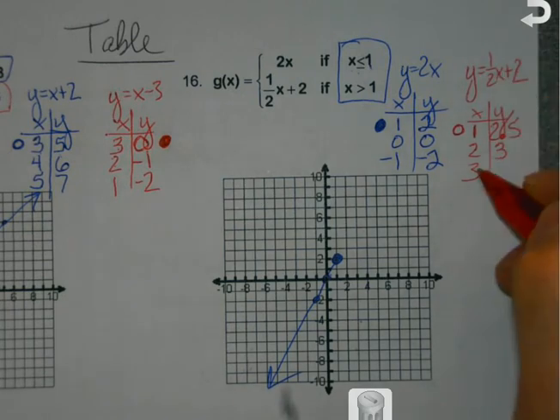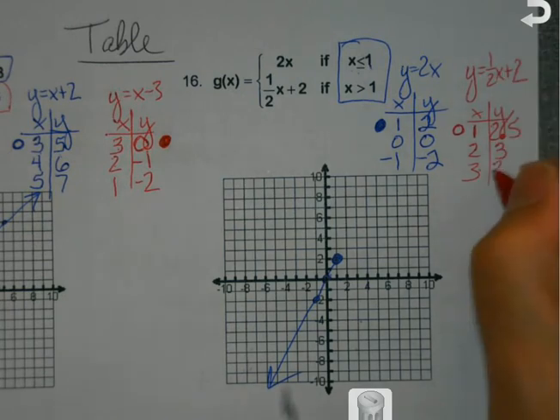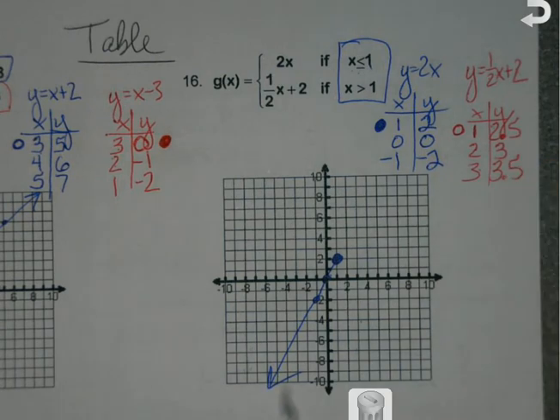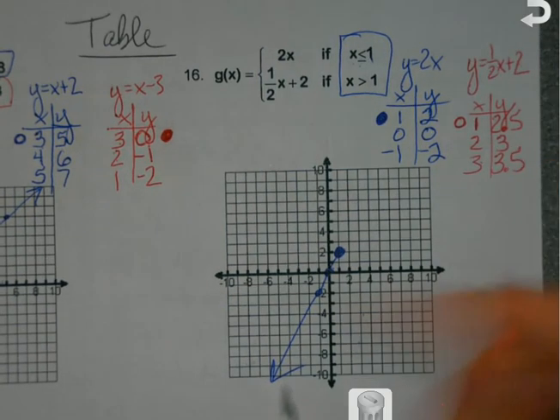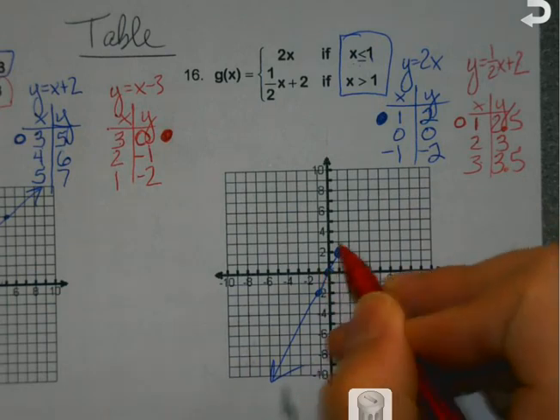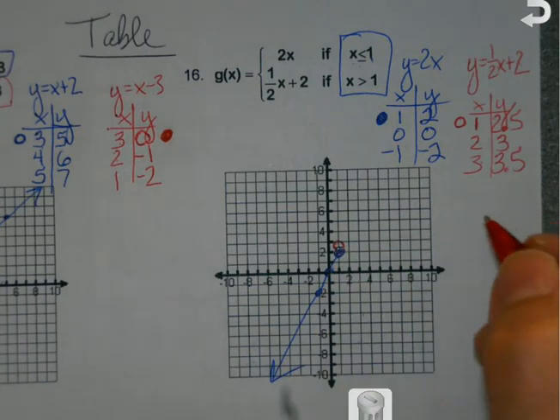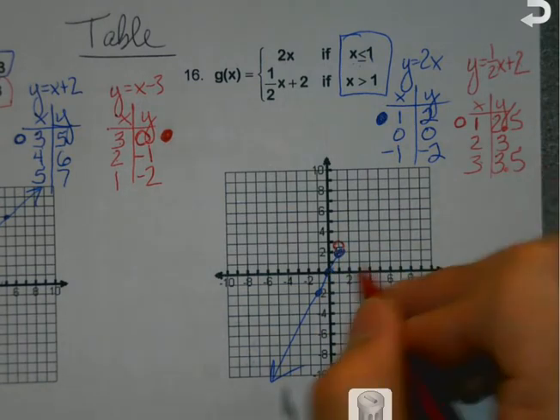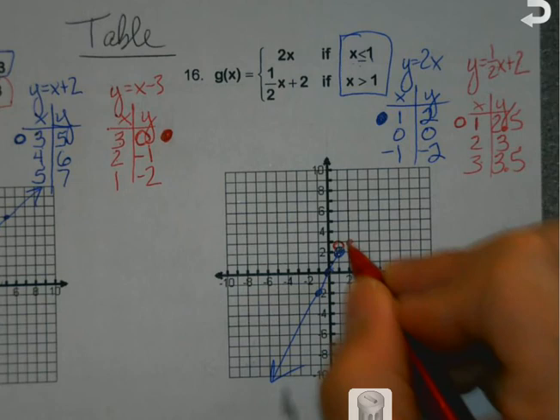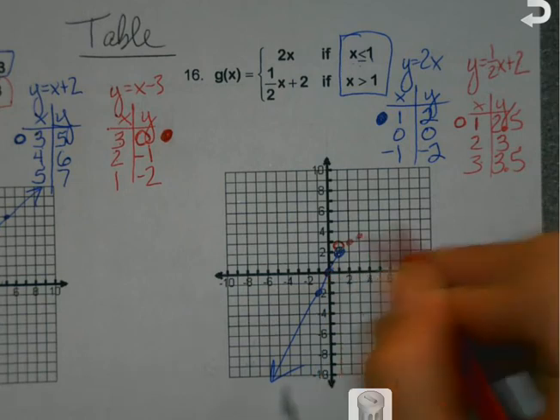And half of 3 is 1.5, plus 2 is 3.5. And this is going to get a little bit squished, but that's okay, because 1, 2.5, that's about here. And you may actually get some that overlap sometimes a little. That's okay. 2, 3, 3, 3.5.